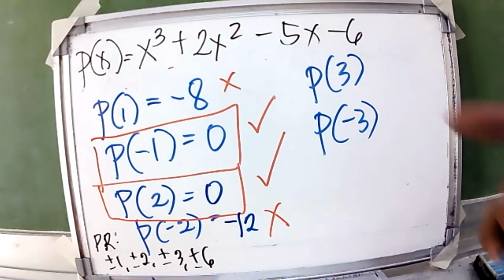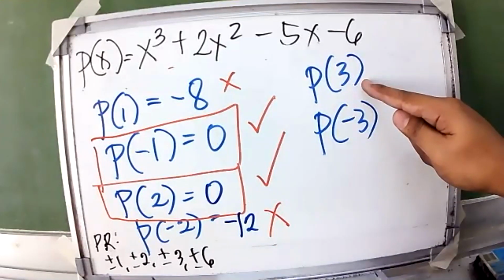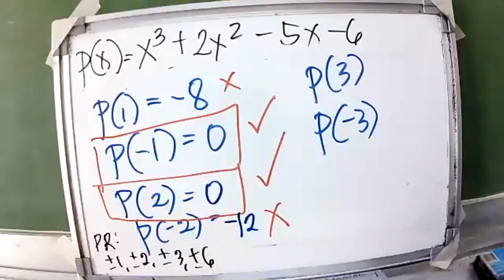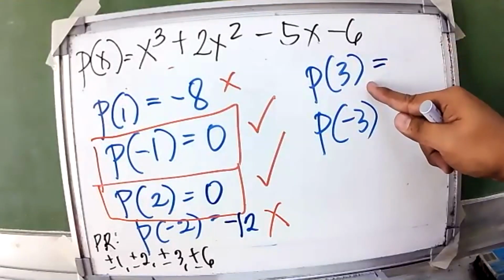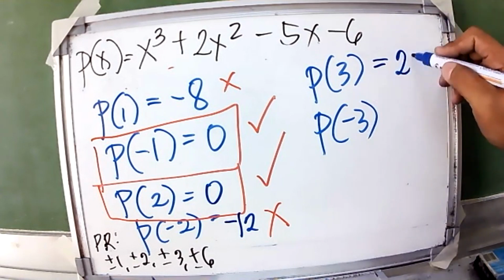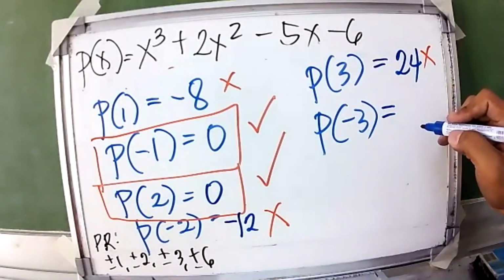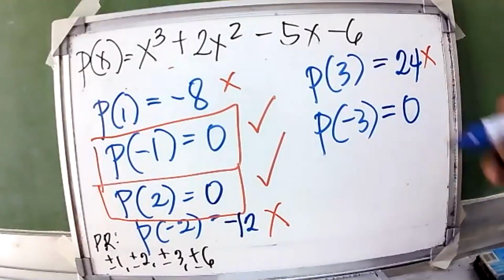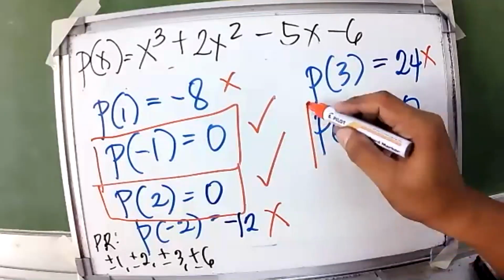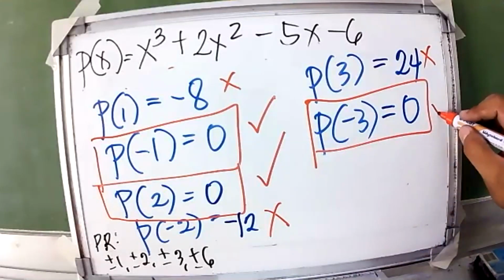What about P of 3? Is it a 0? Not. It's not a 0. What's the value here if you got it? 24 po. It's 24, so therefore it's not a 0. What about P of negative 3? 0. Yes. It's a 0. So therefore, this is another factor for your given.